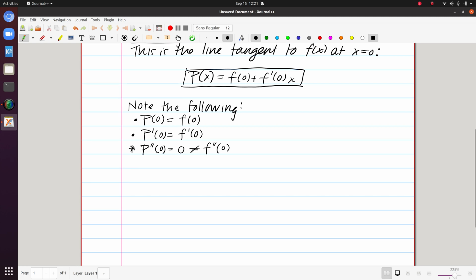So what if we want to instead try to think about a second degree? So before I move on to that, again, think about a function like f of x like this.